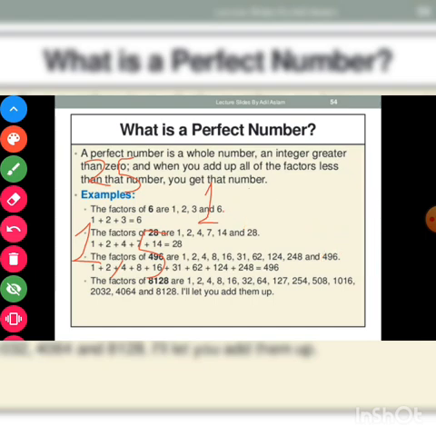I hope you all have understood what a perfect number is. A perfect number is a whole number or an integer greater than 0, and if we find the factors of that number and take their sum, we get the same number whose factors we are taking out. Such numbers are called perfect numbers, and examples of perfect numbers are 6, 28 and 496.